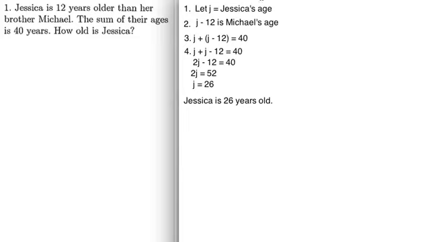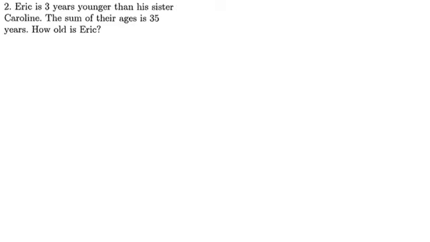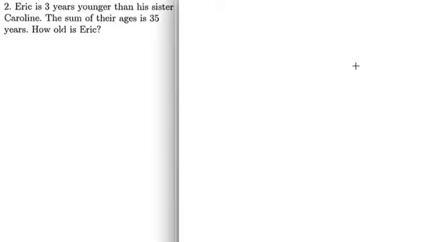All right, let's look at another one here. First, let me clear off my plate, get this clean. I'm moving on to another question. Again, similar level of difficulty. Eric is 3 years younger than his sister, Caroline. The sum of their ages is 35 years. How old is Eric?